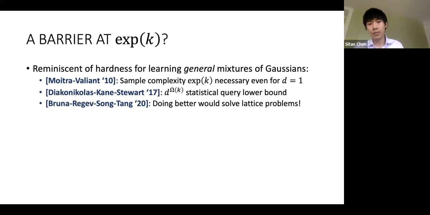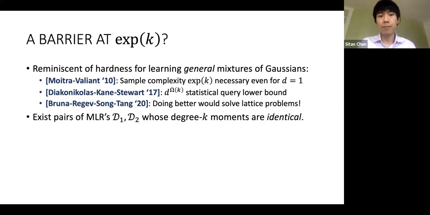Style lower bound instances would actually allow one to solve lattice problems. So this is pretty compelling evidence that you can't go below exp of k for general mixtures of Gaussians. At a high level, these lower bounds work by exhibiting pairs or families of mixtures of Gaussians which match on all low degree moments. And while MLRs are a very specialized case of mixtures of Gaussians, it turns out that they enjoy this property as well. So there exist infinitely many pairs of MLRs whose degree k moments are actually identical.